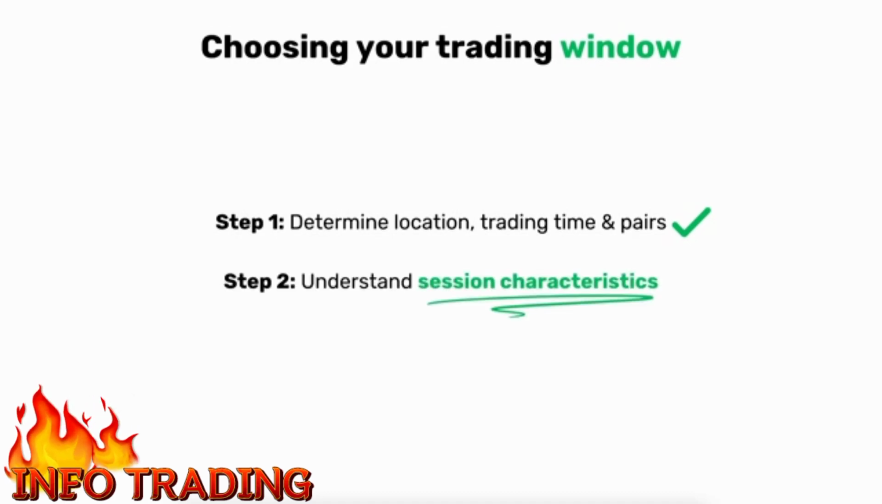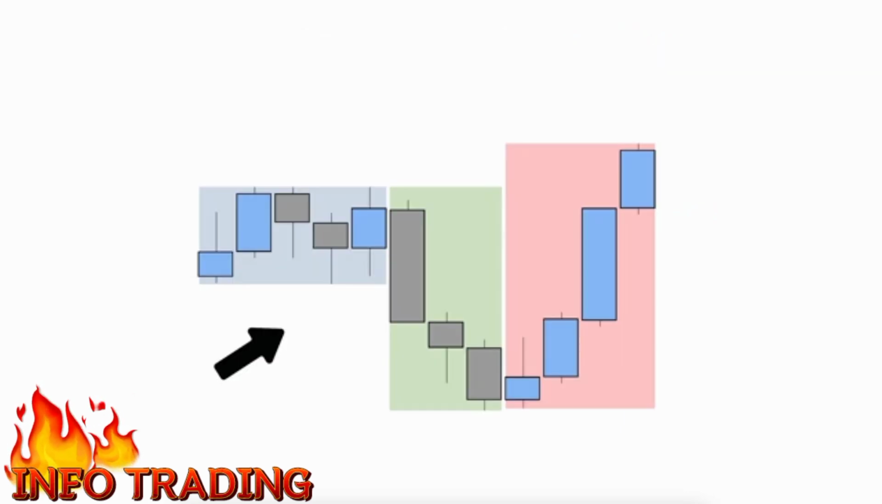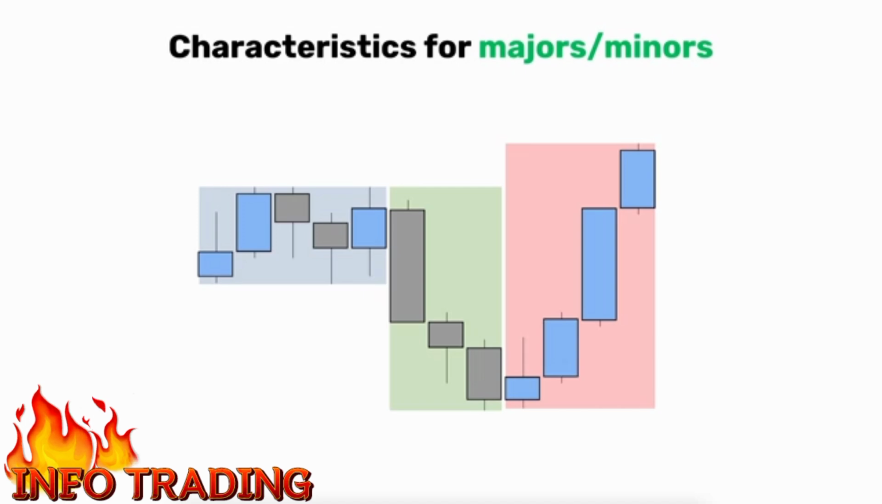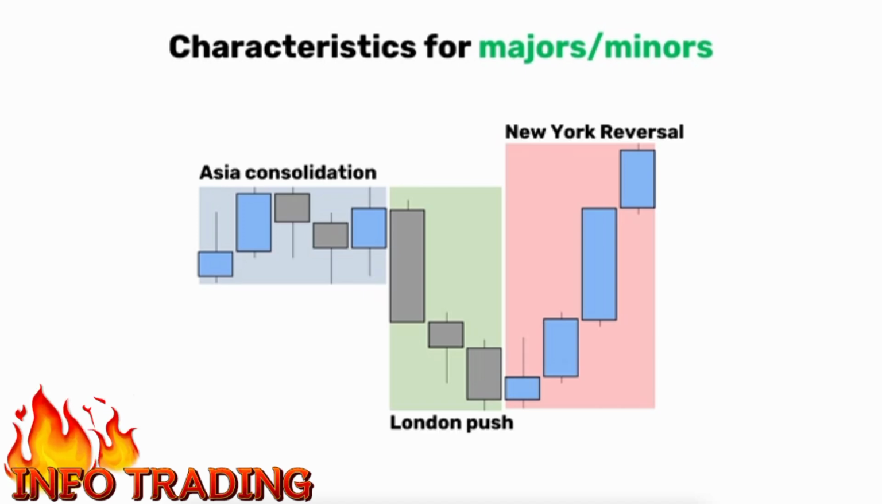And step 2 is to understand session characteristics, which are repeatable patterns that you will consistently see taking place a lot of days out of the week. And remember, we looked at this before. Well, this is a breakdown of the 3 trading sessions for the majority of major and minor pairs. So we have Asia consolidation. Generally through the Asia range, major and minor pairs will just move sideways. The London push, which is a drive in one direction as London session opens, and the New York reversal, which is where the market will flip during New York and actually move the other way.